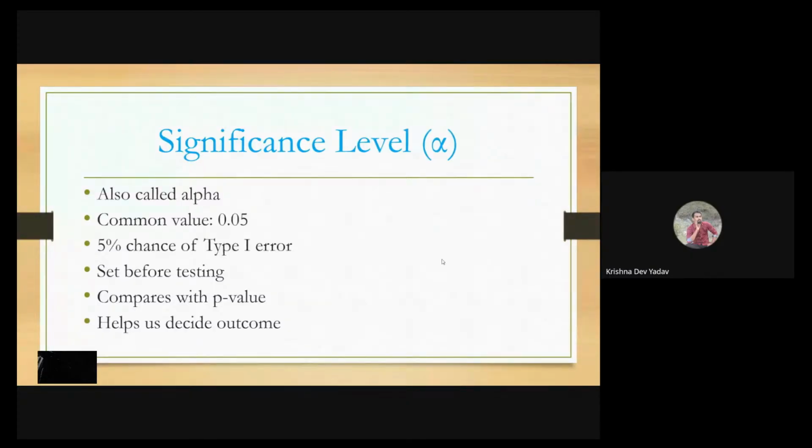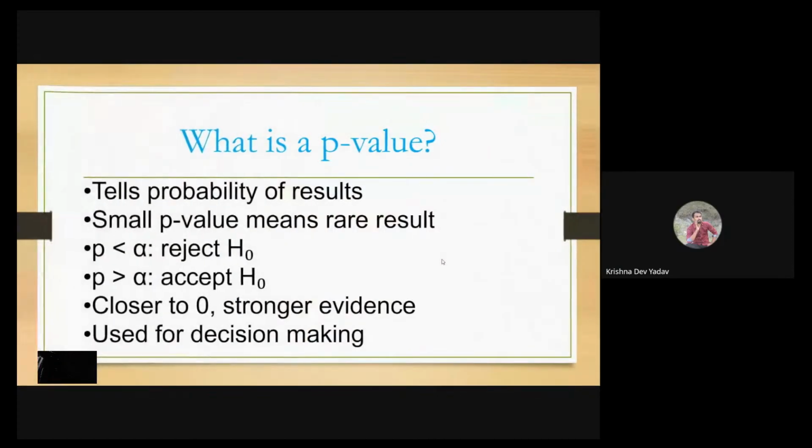Okay, this is the chance we allow for making type 1 errors. Usually we keep it at 0.05, meaning we accept only a 5% risk of being wrong. It helps us know how strict our test should be. What is the p-value? The p-value tells us the probability of results.